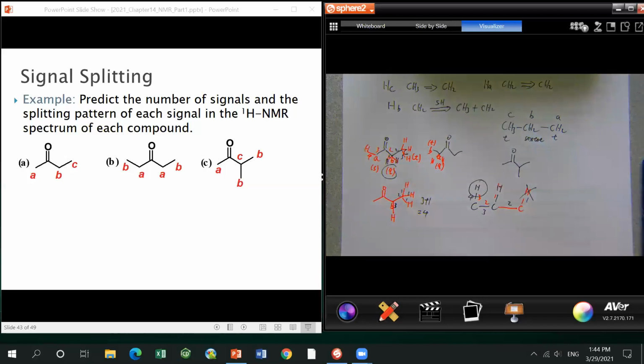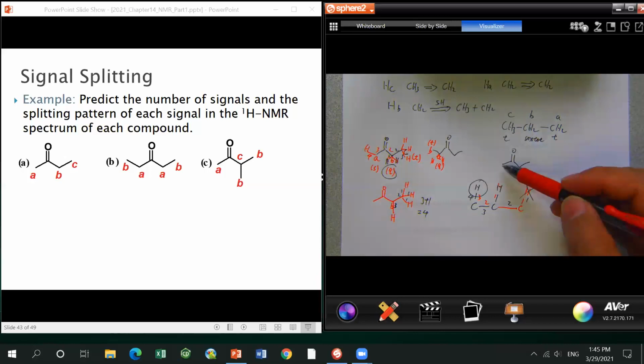All right, now we move to a little bit harder one. Please write down in the chat window what split pattern we should see for A, C, and B.